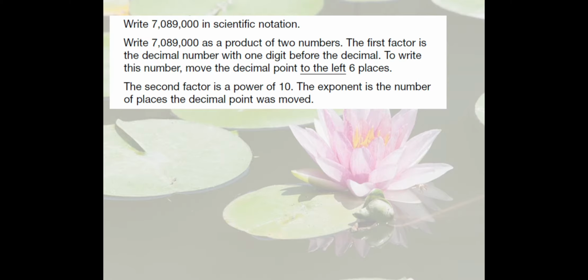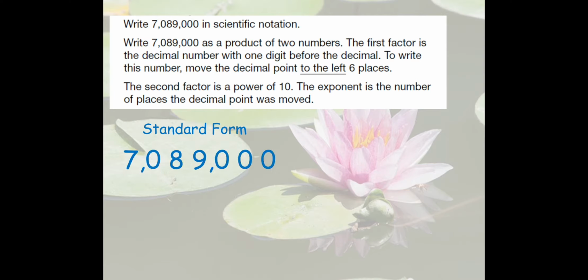So we will write 7,089,000 as a product of 2 numbers. The first factor is the decimal number with 1 digit before the decimal, which is known as the coefficient. To write this number, we move the decimal point to the left 6 places. Then the second factor is a power of 10, which is the base, and the exponent is the number of places the decimal point was moved, as shown in the example below.